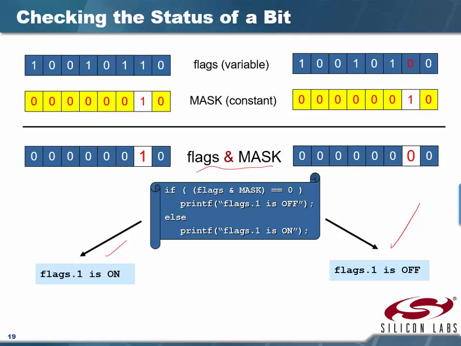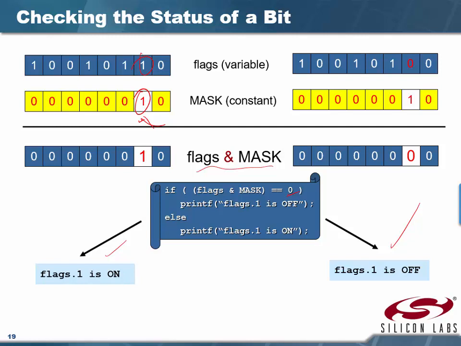So again, if flags AND mask is equal to 0, that means the LED is off. If it's not equal to 0, then it means that the flag is on. So what we're doing is we're looking to see if this bit is a 1, or excuse me, this bit here. This is our mask. Our mask is going to be 0x02 in this case. So mask is 0x02. We do it bitwise, and we see if it's a zero.